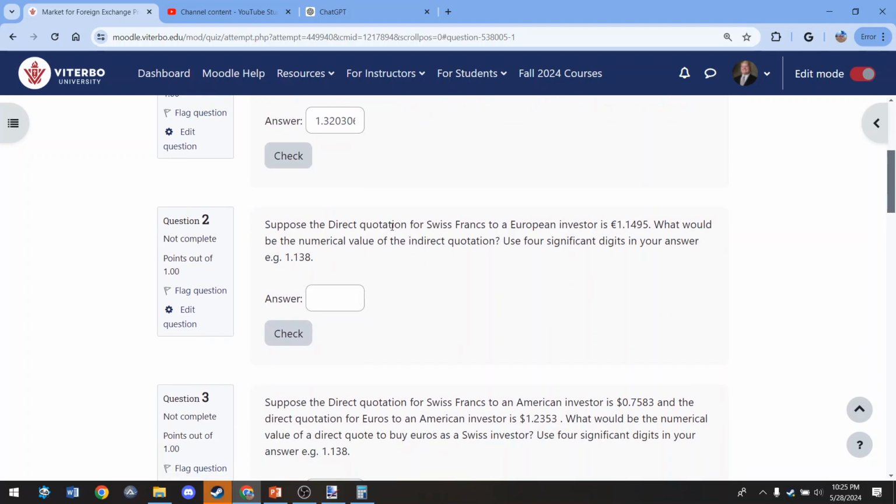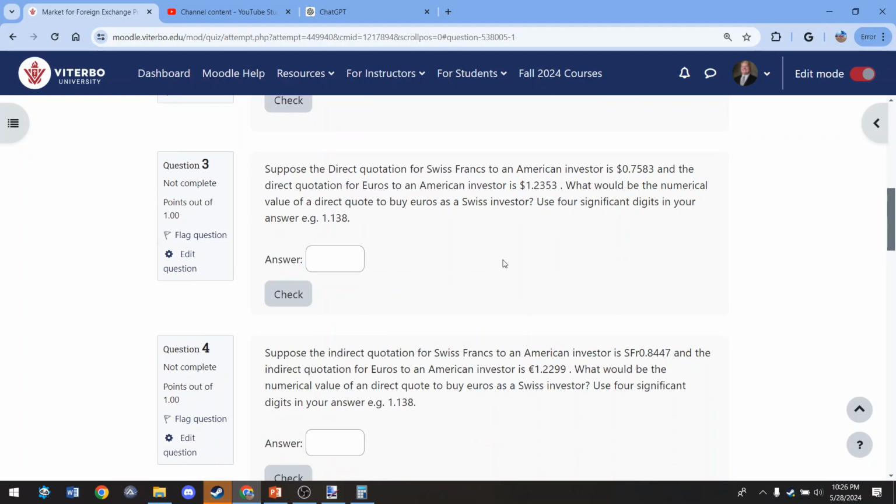So let's see. This question 2 is another, right? This is a direct quote for Swiss francs for European investors. So it's in euros, and now we want to do it. The indirect quote would be SF, Swiss francs over euros instead of euros over Swiss francs. Same sort of question.